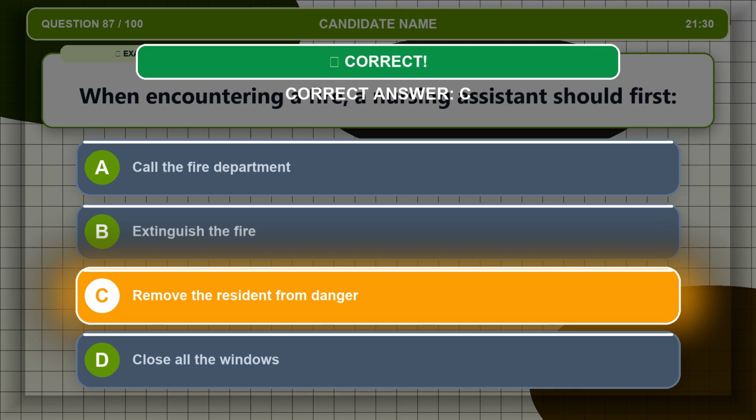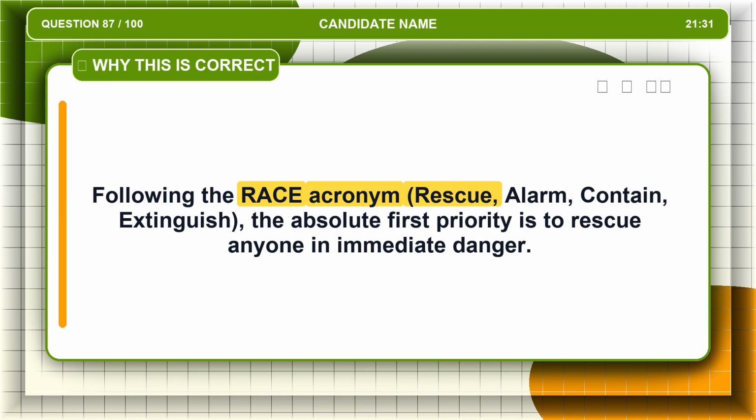The correct answer is option C, remove the resident from danger. Following the RACE acronym, rescue, alarm, contain, extinguish, the absolute first priority is to rescue anyone in immediate danger.